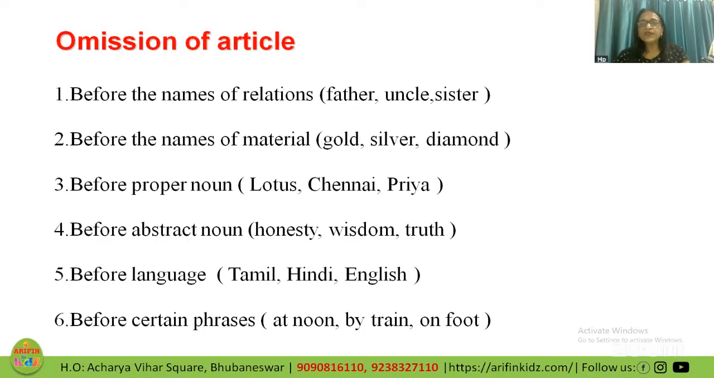That means omission of articles means these are the things before which we don't use articles. Children, it is very, very important. You must read it again and again so that you will remember: all the relatives, all the materials, before them we don't use articles; proper nouns, abstract nouns, any language, and phrases, before them we don't use articles. So that you will not make any mistake in article exercises.